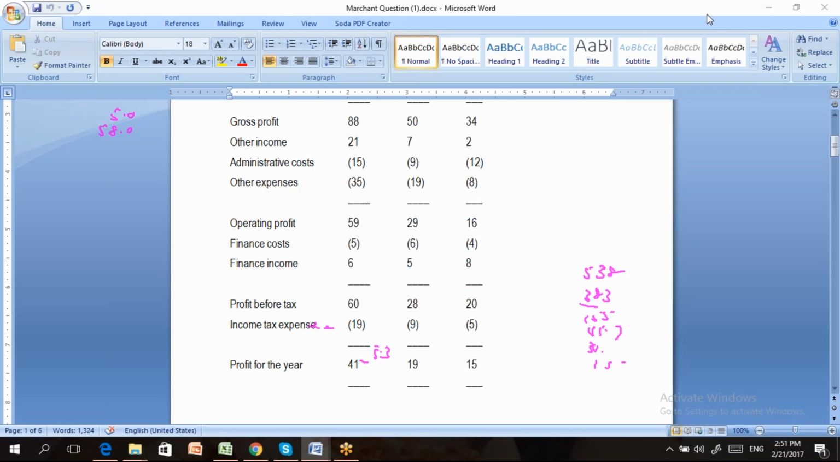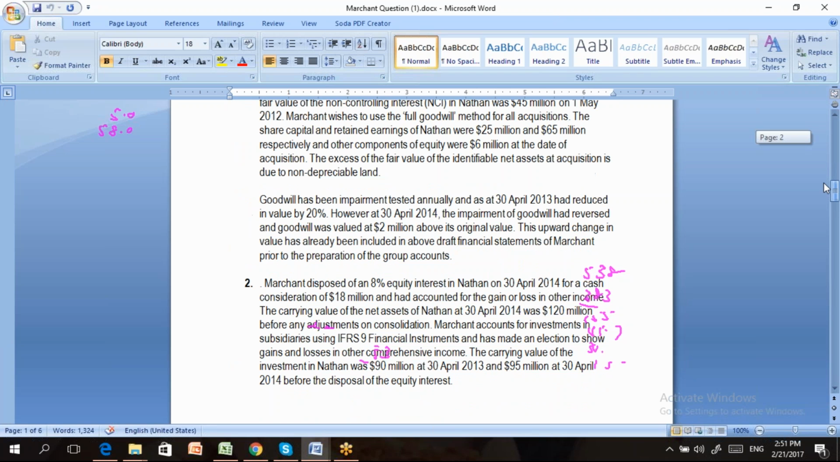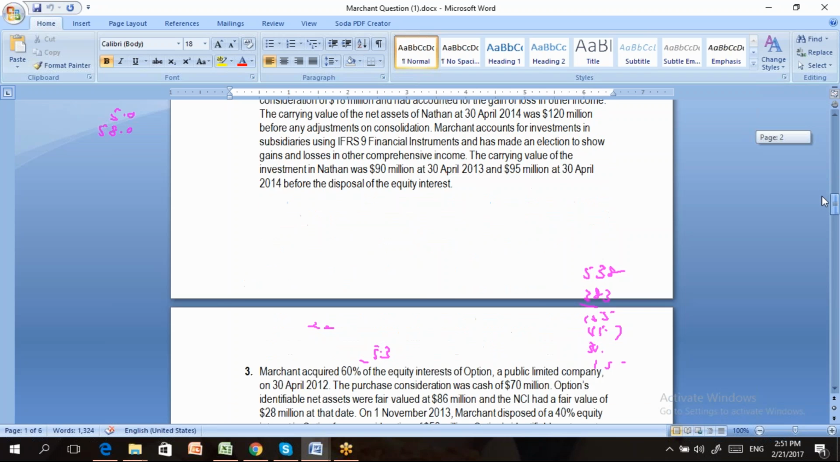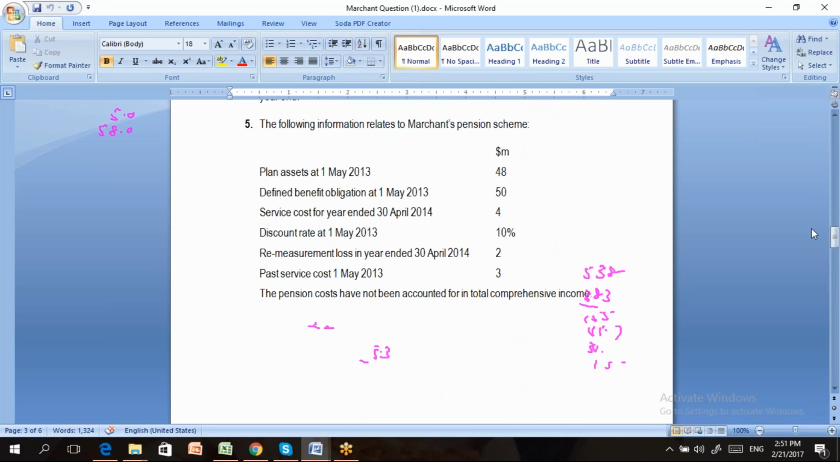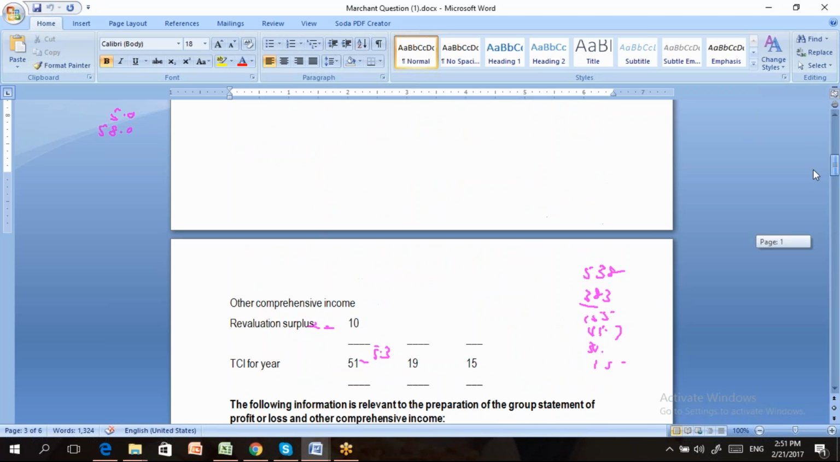The reason being that pension remeasurement costs are not accounted in the profit or loss. The remeasurement loss at year end of 2 million should always be in other comprehensive income. So therefore 7.2 million will be in the P&L part, and 2 million will be in the OCI part.